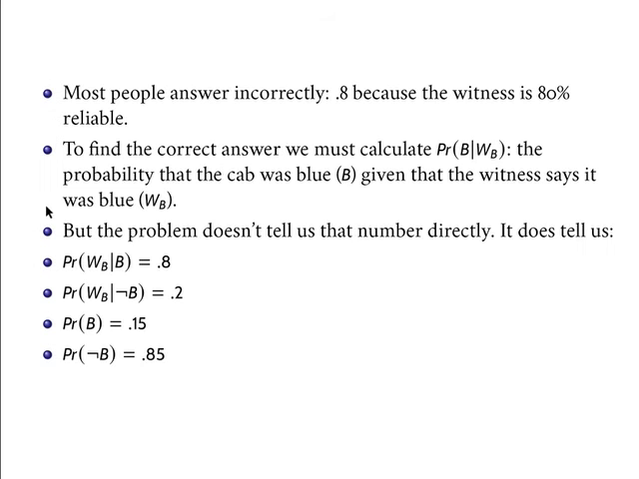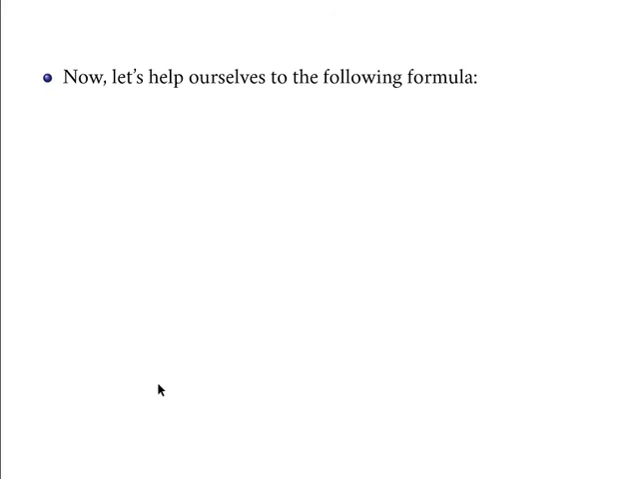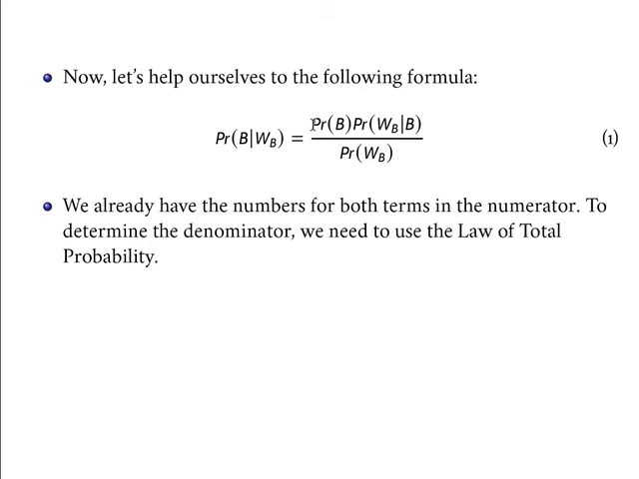So if you recall the previous slide, you'll notice that we have the numbers to compute the numerator. We already know from the question the unconditional probability that the cab was blue, and we also know the witness's reliability of saying that it was blue, if it was blue. But if we look at the denominator, we are not given the simple unconditional probability of the witness saying it was blue. We are not given that directly in the question.